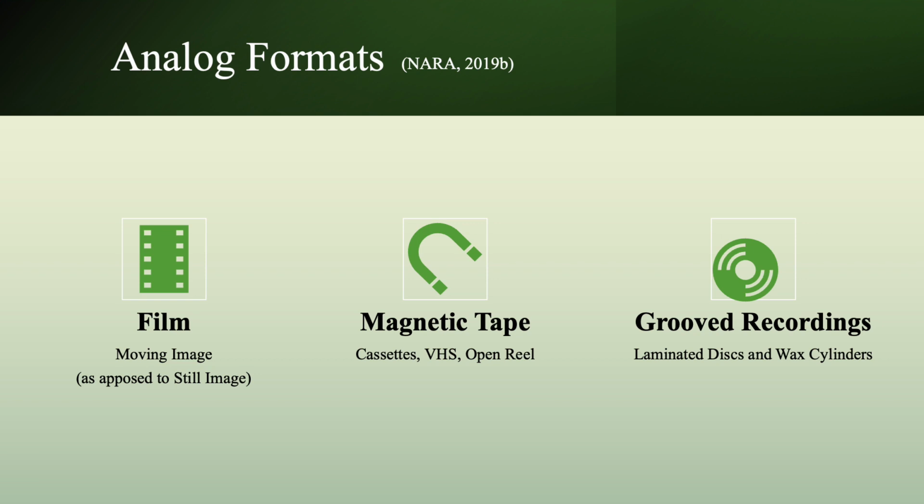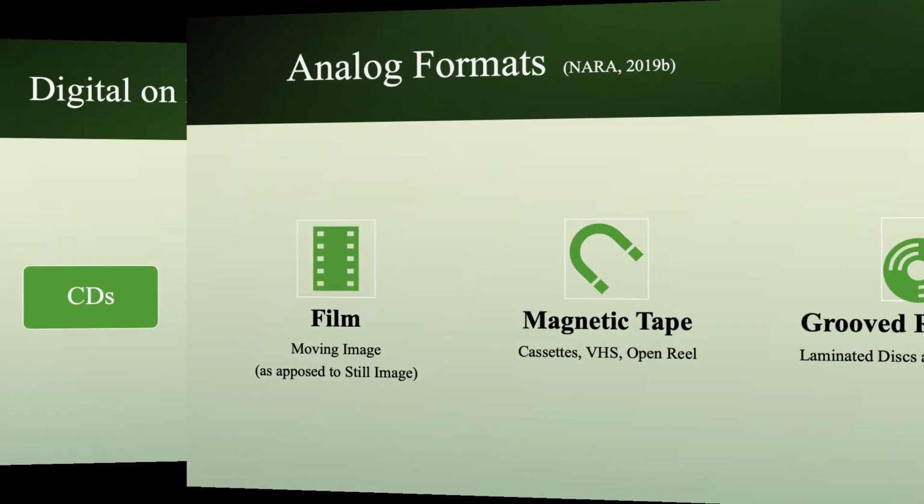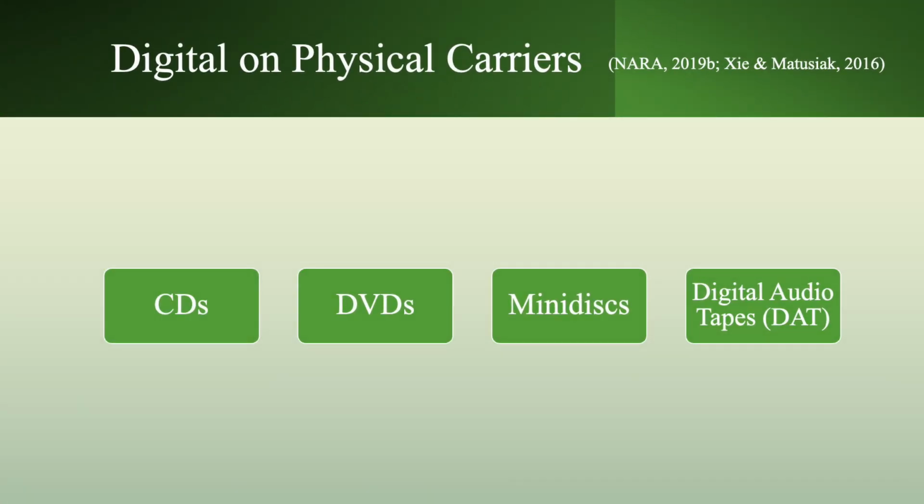Analog materials fall into three main categories: film, magnetic tape, and grooved recording. Digital materials on physical carriers include CDs, DVDs, mini discs, and digital audio tapes, which are a hybrid in that they are digitally encoded in ones and zeros, but the physical carrier used is magnetic tape.